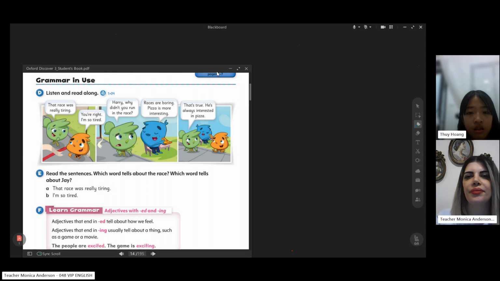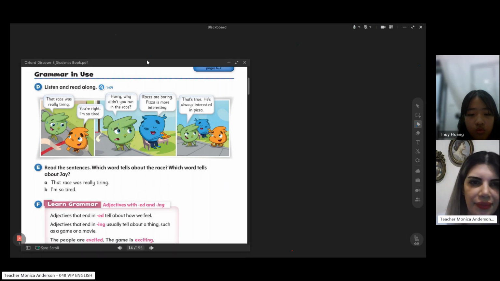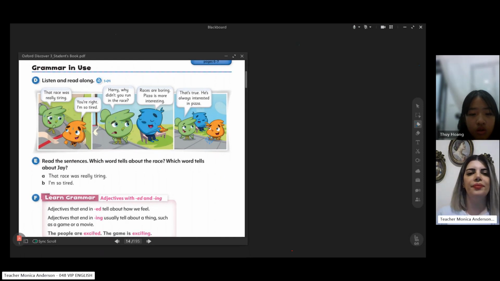Page 13. Grammar in use. D. Listen and read along. That race was really tiring. You're right. I'm so tired. Harry, why didn't you run in the race? Races are boring. Pizza is more interesting. That's true. He's always interested in pizza.